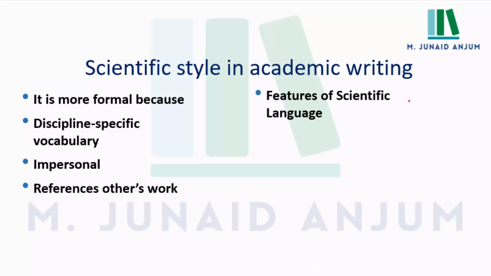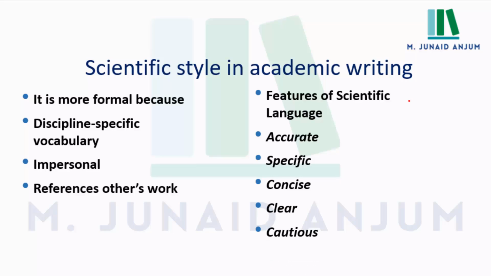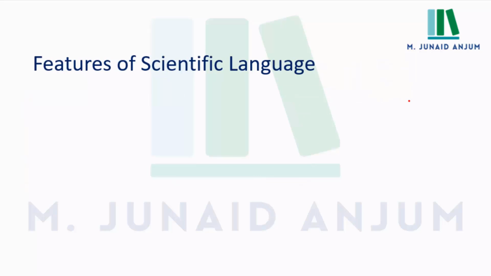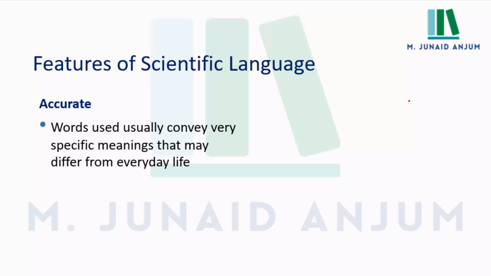Here are the key features of scientific language. It is accurate, specific, concise, and clear. Most importantly, it is cautious. Features of scientific language. First of all, accurate. Words used usually convey very particular meanings that may differ from everyday life. For example, speed and velocity are two different concepts in scientific language, as are mass and weight.